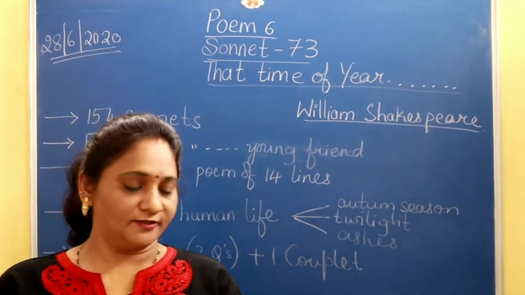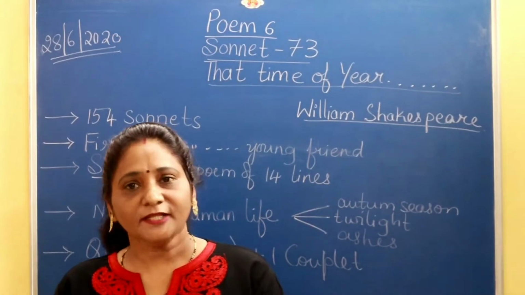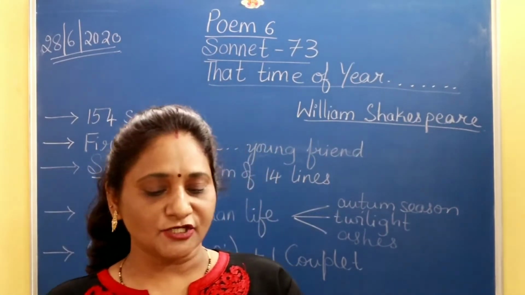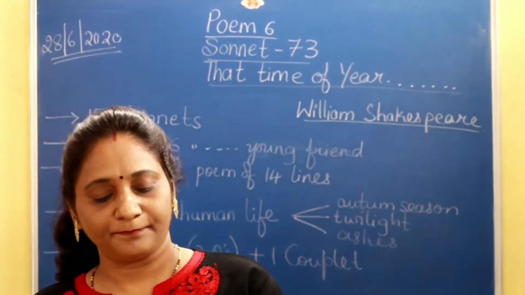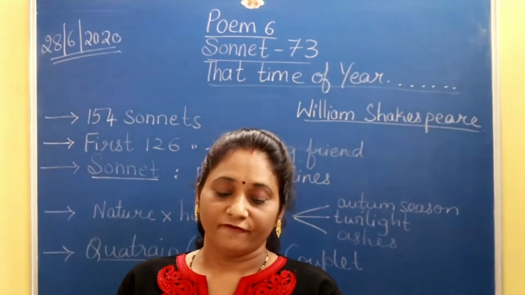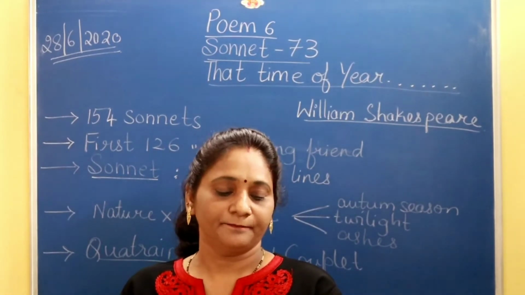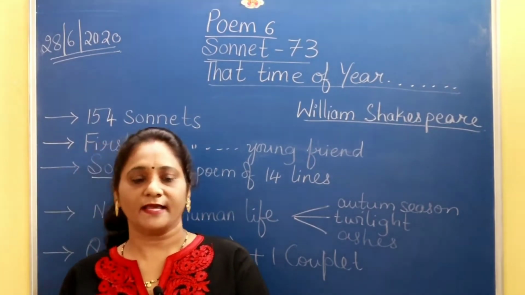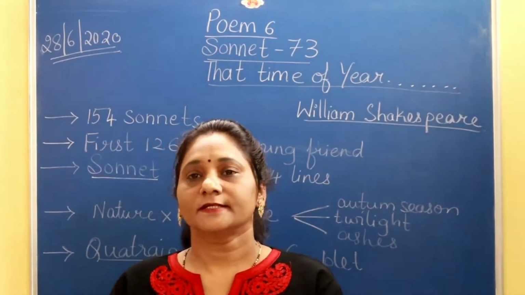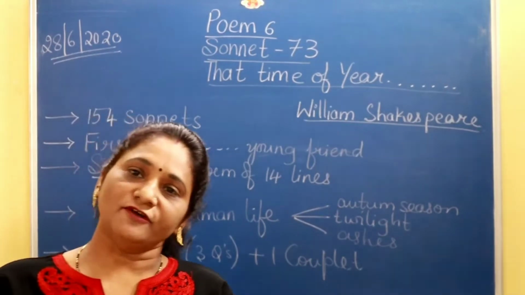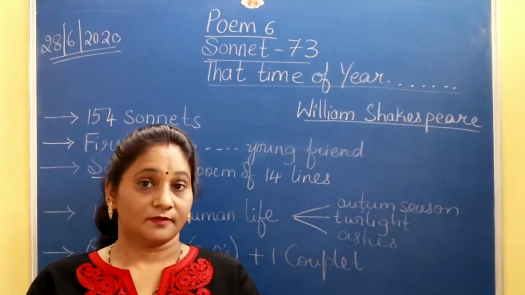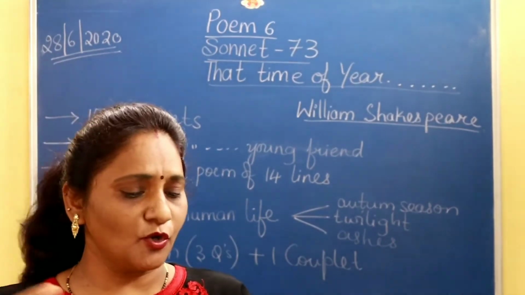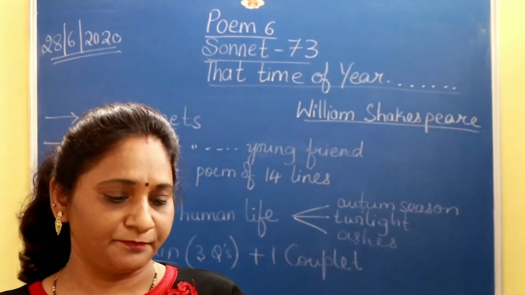Coming to the third stanza, the third quatrain: "In me thou seest the glowing of such fire, that on the ashes of his youth doth lie, as the deathbed whereon it must expire, consumed with that which it was nourished by." The poet here tells that when he was young and energetic, he was like fire. The fire, when it catches fire, glows with lots of light.